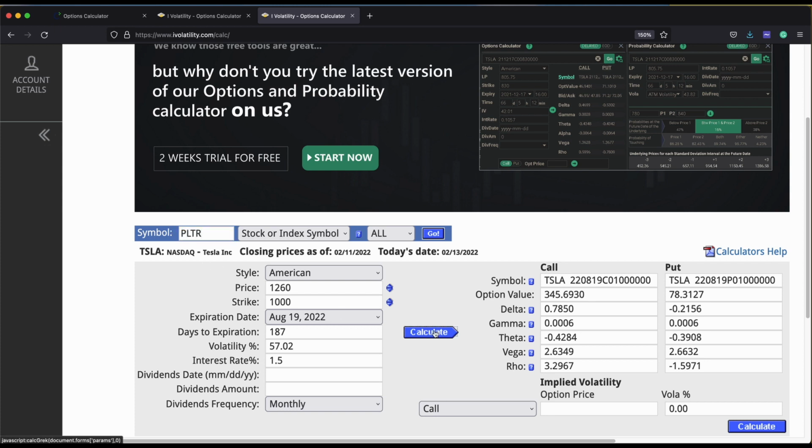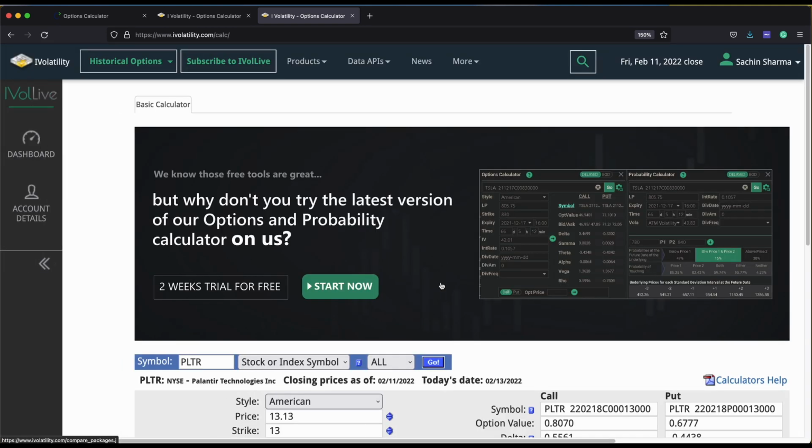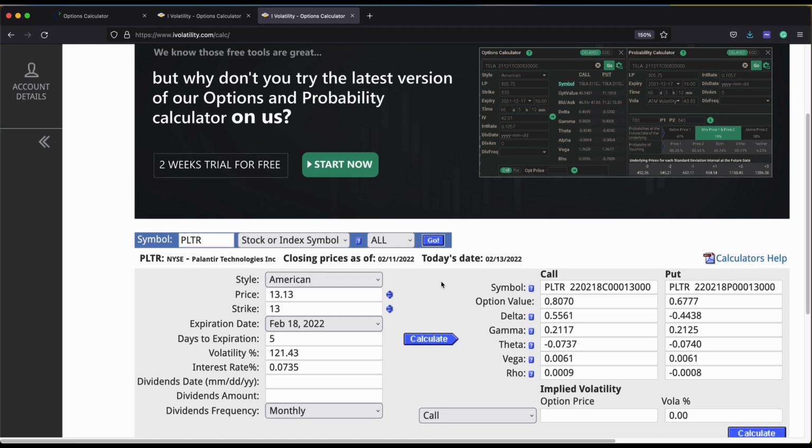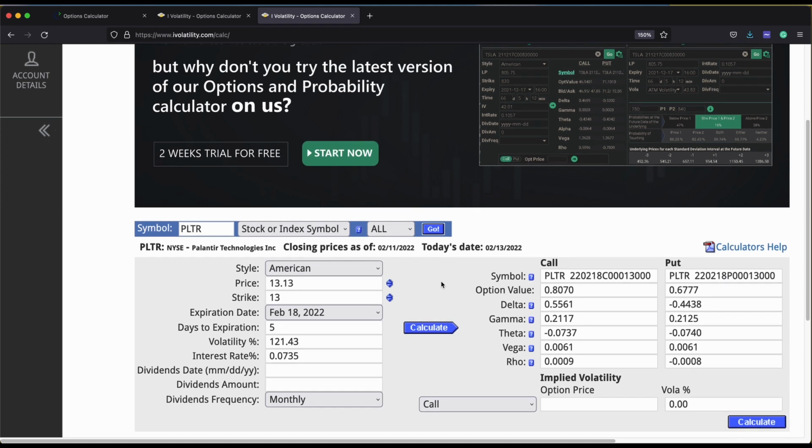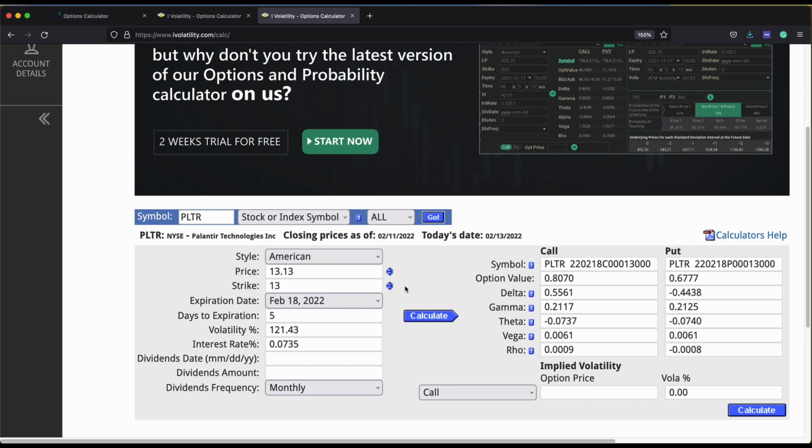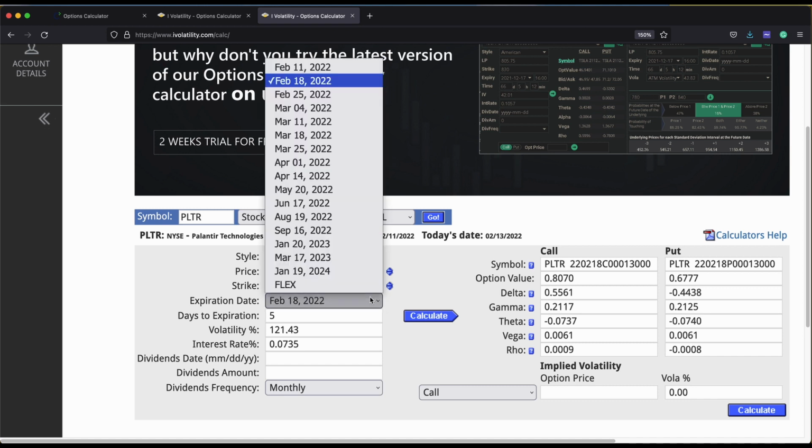Okay, so now let us apply something with Palantir. At this particular point, Palantir is 13.13. Again, we don't know what the Palantir price will look like in the long term. We're just trying to see how it will look, and we say that Palantir is a good buy.